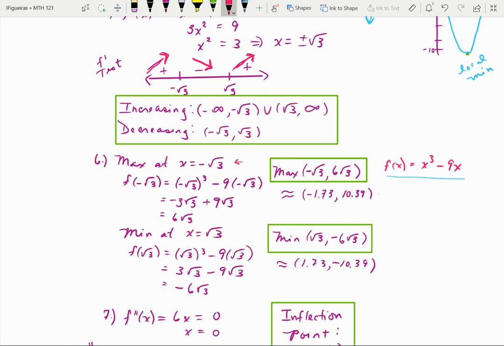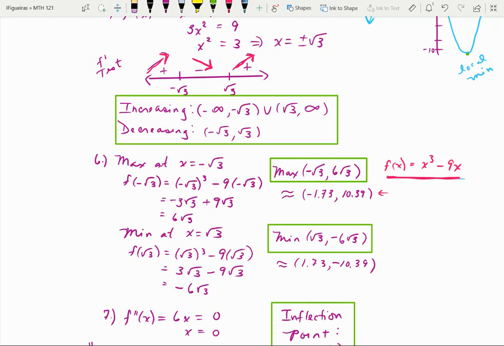And since I need to know what the coordinates are associated with that, that means you're going to plug in negative root 3 into your original equation, which is right here on the right, x cubed minus 9x. So the work is found here. Plug in negative root 3, and you get a result of 6 root 3. So (negative root 3, 6 root 3) is a maximum value. But since I need to plot this eventually, I'm going to need to know what these are approximately. So negative root 3 is about negative 1.73, and 6 root 3 is about 10.39. All right, we do the same work for positive root 3.